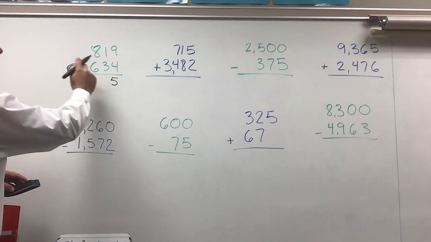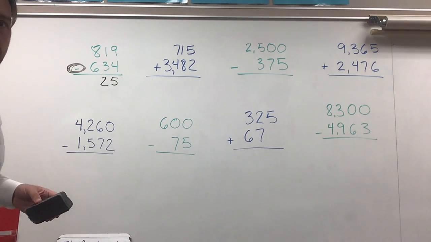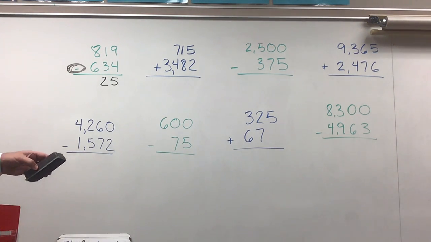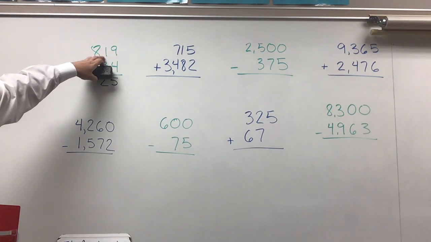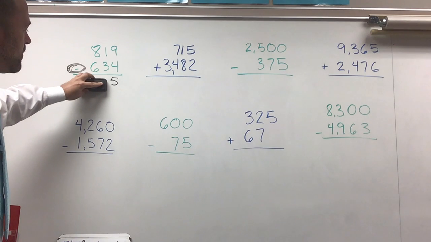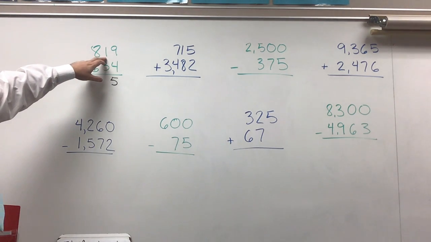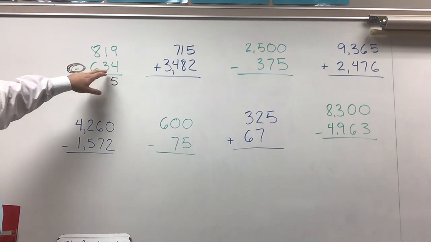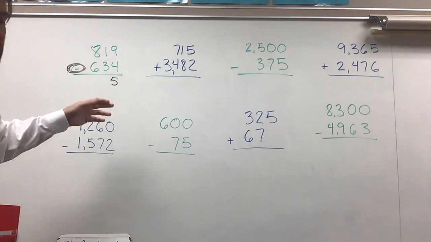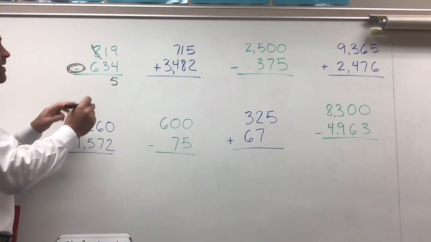Okay, 1 take away 3. Oh, that's easy, that's 2, right? Wait a minute. If you have 1, you can't take away 3, can you? So you got to be careful. Make sure you don't subtract numbers that aren't there. So I have 1 in the tens place, but I'm trying to take 3 away. I can't do it. I have to go over to this 8, which is in the hundreds, and regroup.